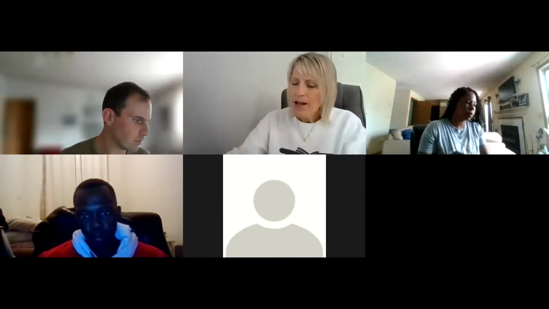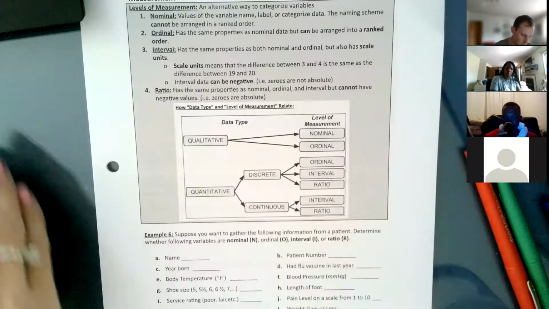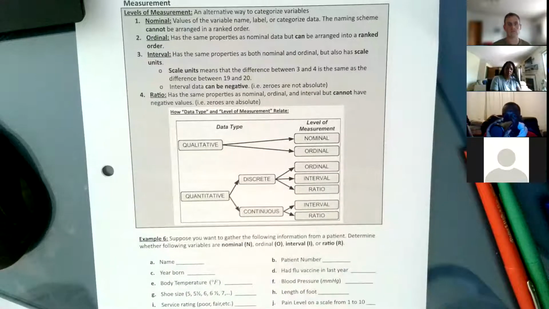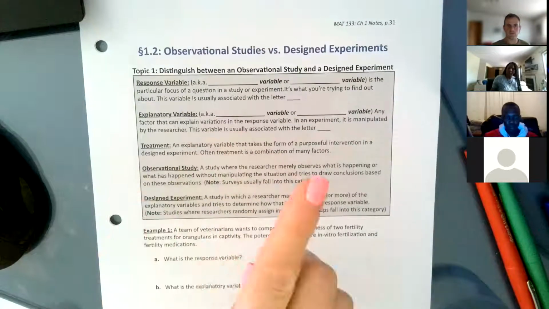Okay. The next page, I do go over in the video, but you know what? We do not assess on these levels of measurement any longer, so I'm not going to spend time on them. And then we're to 1.2. And actually, I'm going to save 1.2 for when we get to chapter 4.